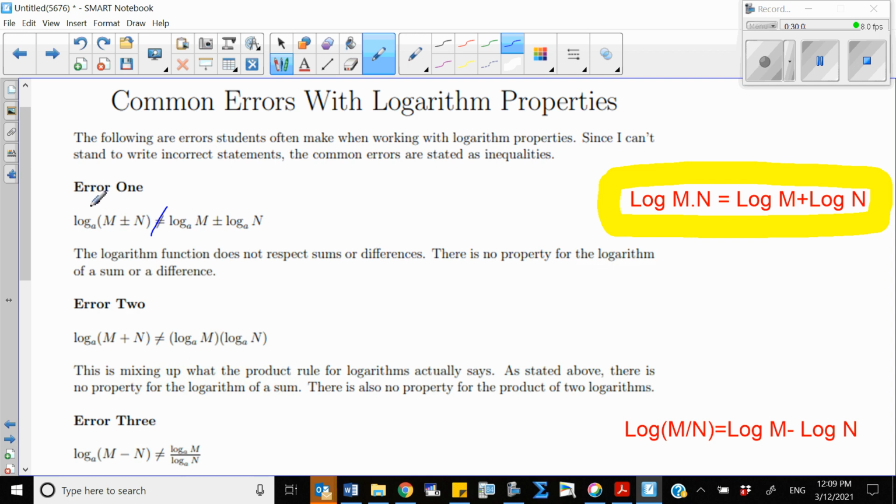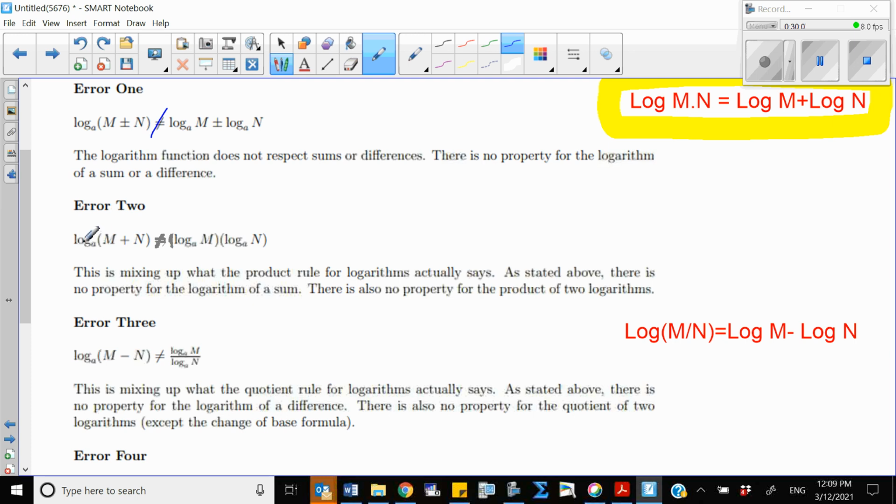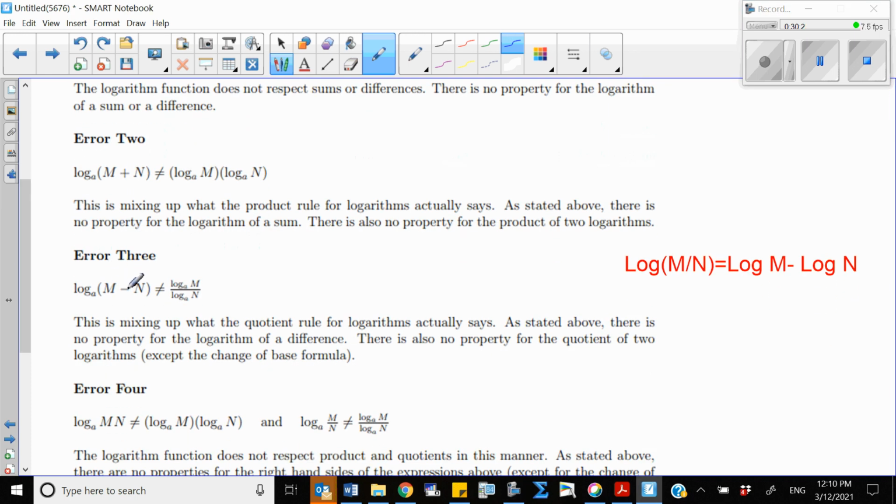So this is the first mistake. The second one, sometimes the students write log of m plus n equal to log of m multiplied by log of n. This one is also not right. Do not make this mistake. Then we have this one. If you have log of m minus n, can I write it as log of m divided by log of n? No, we cannot do that. Only if you have log of a fraction or quotient, then you can change it to subtraction between two logs.